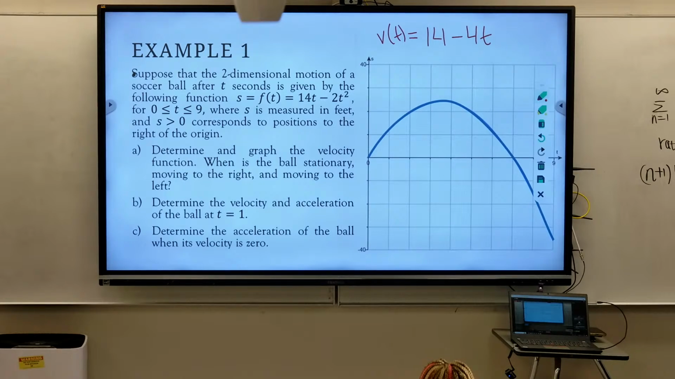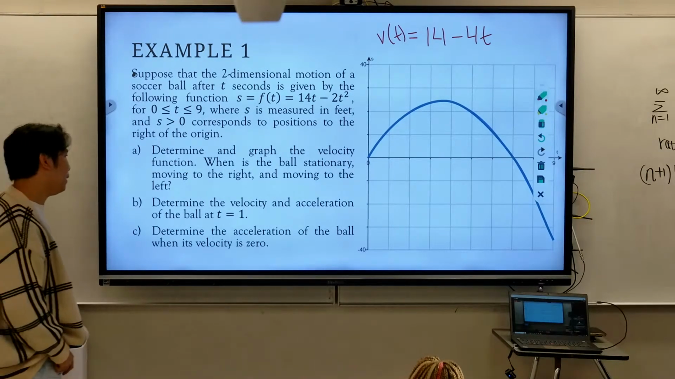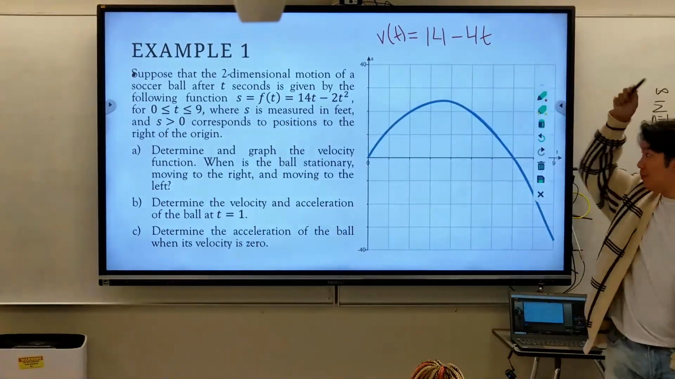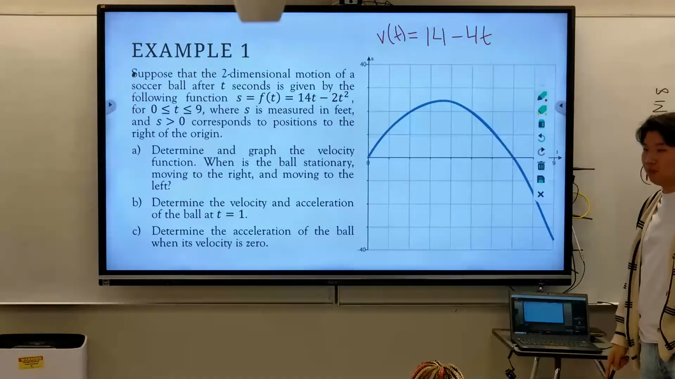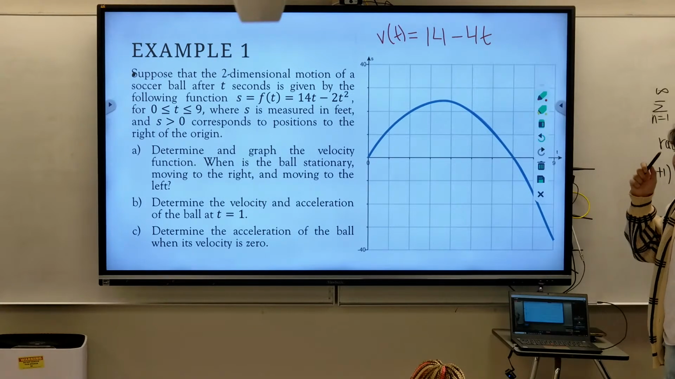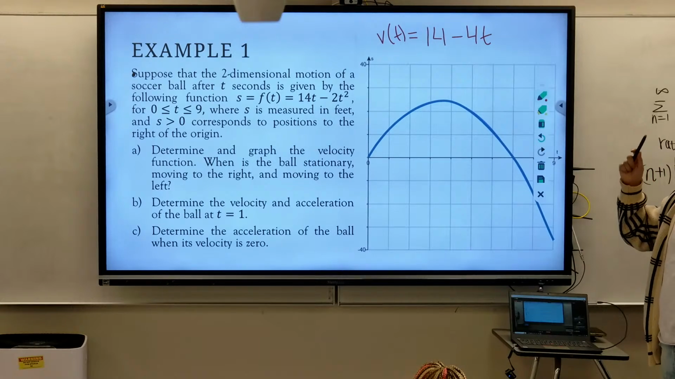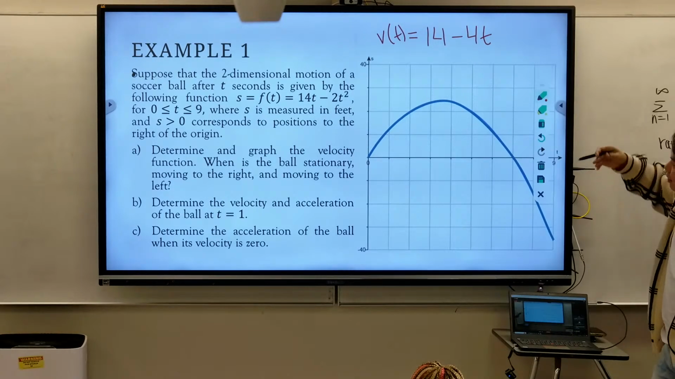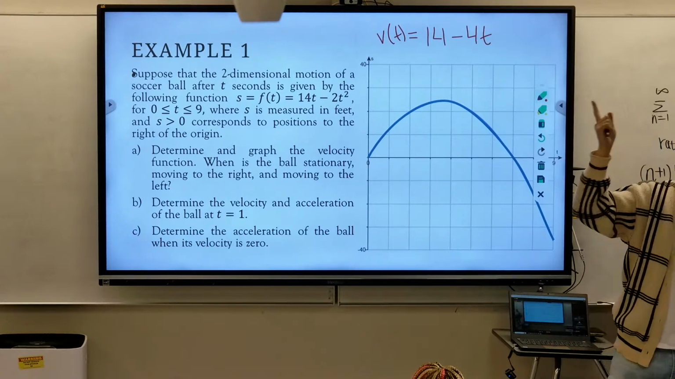All right, and then I want to go ahead and graph the velocity function. Does anyone know what this graph looks like? 14 minus 4t. Let's see. The way that I can think of this, this looks a lot like y equals mx plus b, right? So this actually turns out to be a line that goes downwards, and I'm going to show you in just a moment.